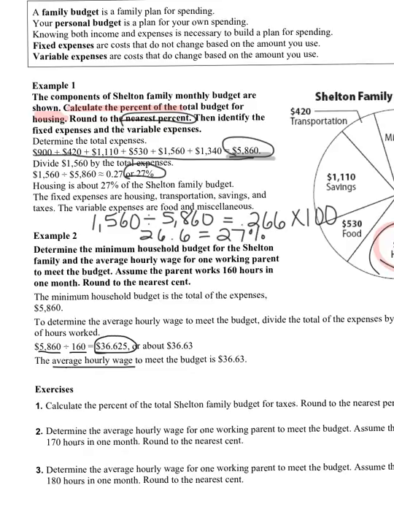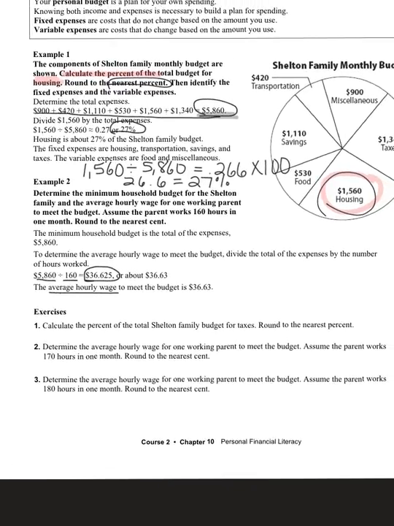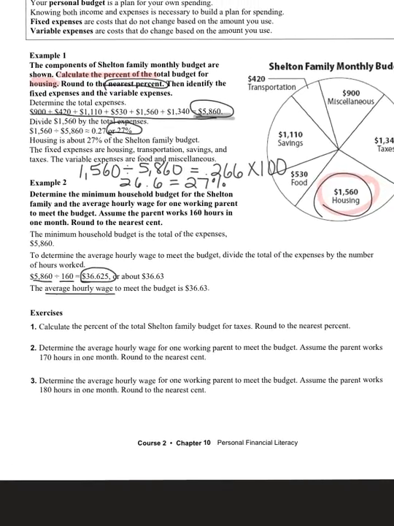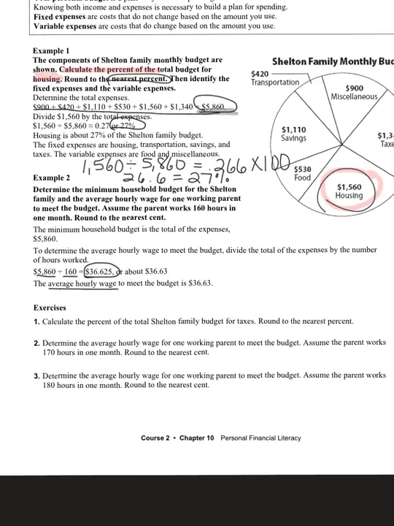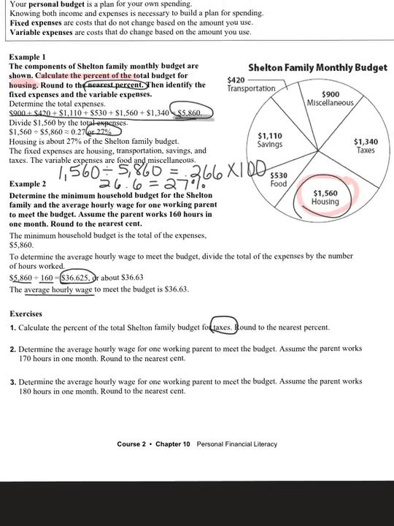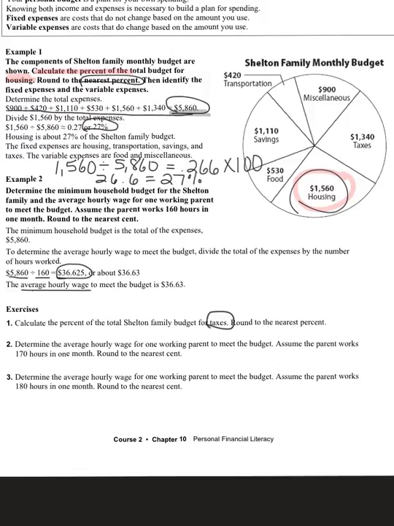Okay, so those are the examples that were done already, but I'm going to go ahead and do the 3 at the bottom. Exercise number 1. Calculate the percent of the total Shelton family budget for taxes. So we're going to go up to our chart and look, how many do we have for taxes? For taxes, it's 1,340.